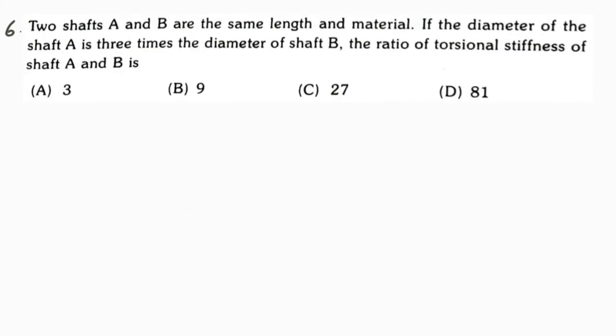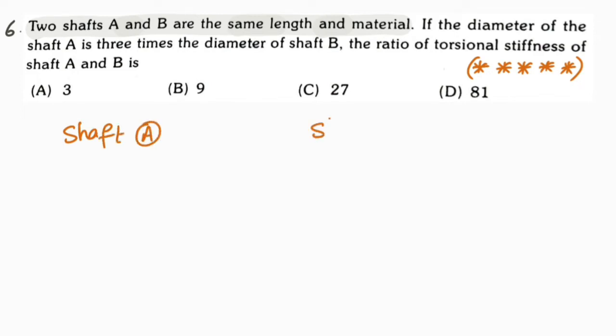This problem is a very important problem. This is also a 5-star problem, meaning most expected problem. This kind of problem is also frequently asked in competitive exams, given like this. Problem reading is very important to understand very clearly. Two shafts A and B are the same length and same material. Shaft A and shaft B.